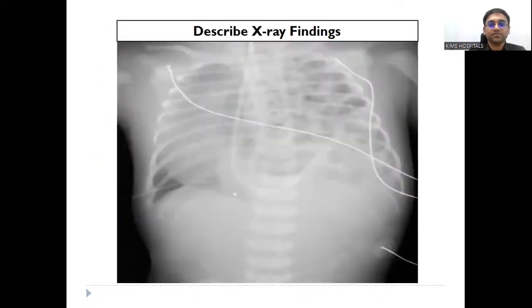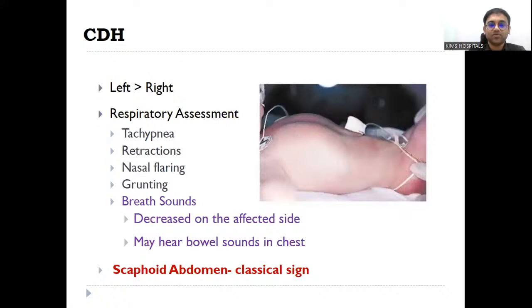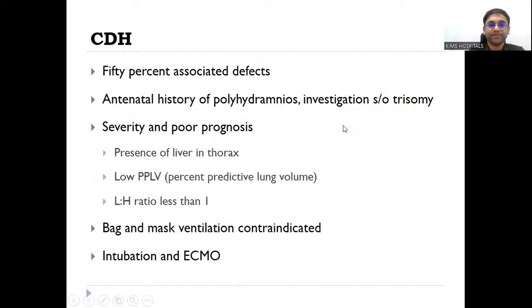So this is a condition where you have loops of intestine in the chest, with deviation of the trachea and deviation of the mediastinum to the opposite side. So this is a case of congenital diaphragmatic hernia. More commonly it comes on the left than the right, with respiratory distress, tachypnea, nasal flaring, grunting, decreased breath sounds on the affected side. You may hear bowel sounds on the affected side, and the heart sounds are heard on the opposite side. And a scaphoid abdomen is one of the classical signs because the intestines have migrated into the chest. The abdomen is usually scaphoid.